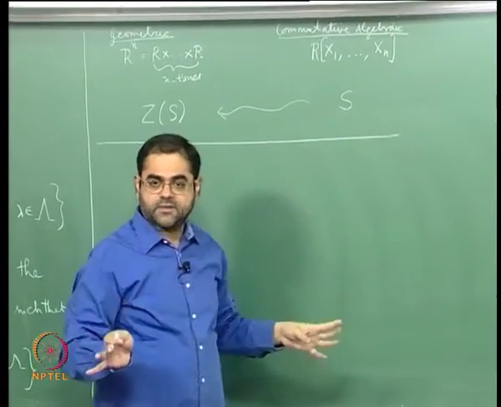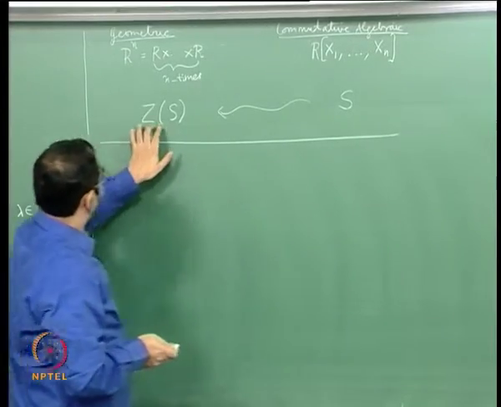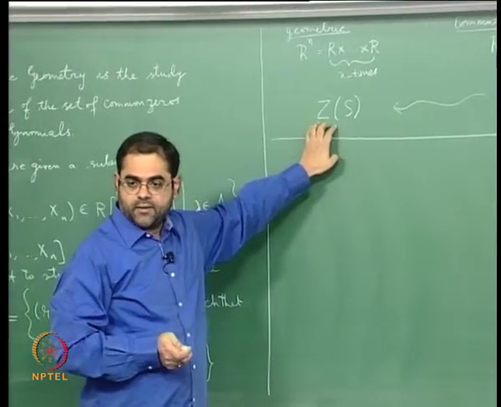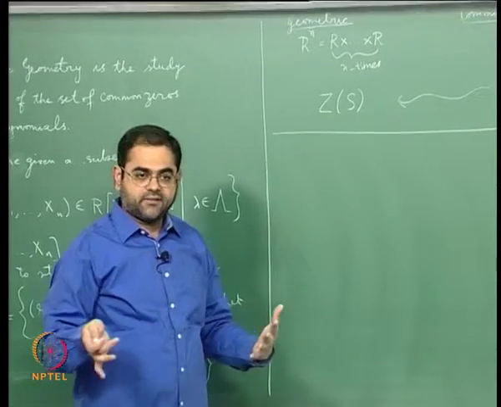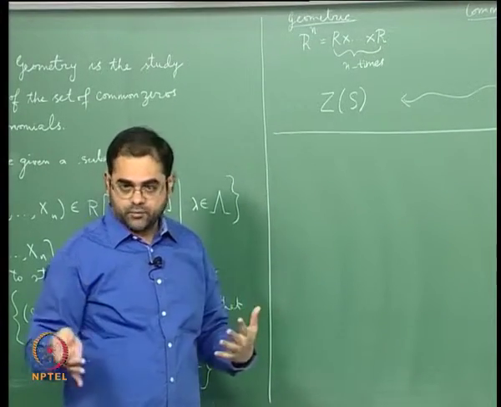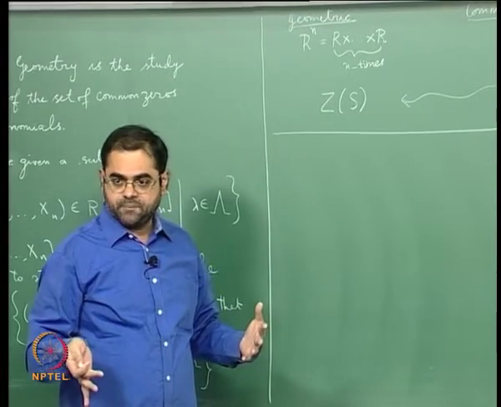I will explain what decent means later, and you can do geometry, okay. So that is called variety theory, and that is what is usually done in a first course in algebraic geometry.